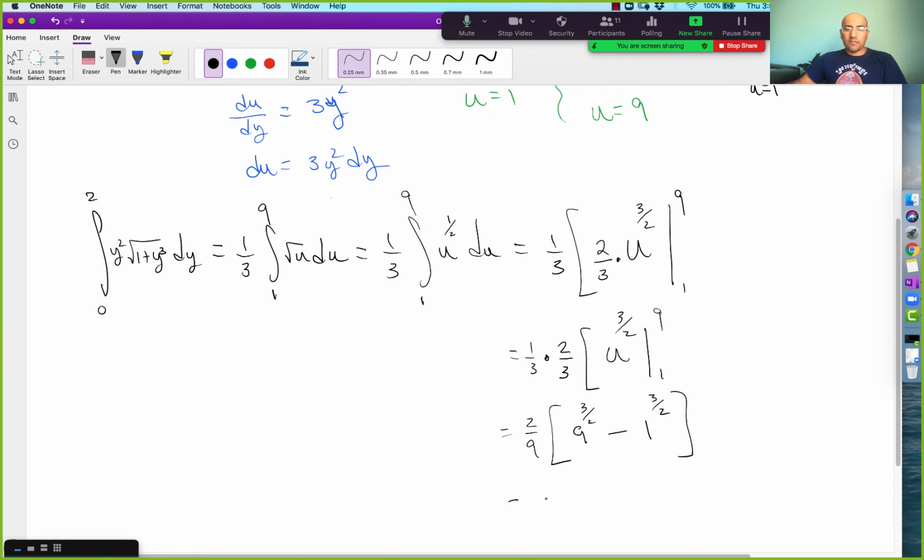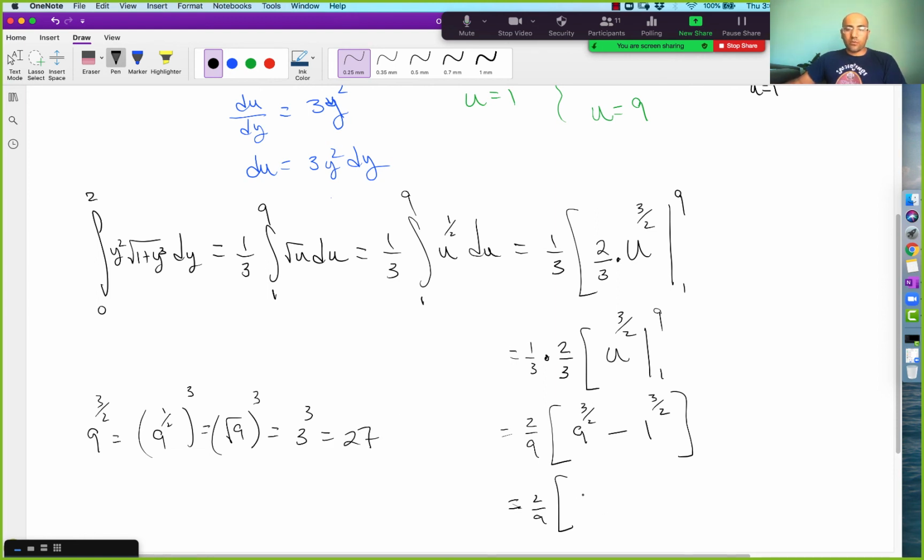Good. This is equal to 2 9s bracket. This is the same thing as the square root of 9 raised to the power of 3. 9 to the 3/2 is the same thing as 9 to the 1/2 power, the whole thing raised to the 3rd power, which is equal to the square root of 9, all of it raised to the 3rd power, which is equal to 3 to the 3rd power, which is equal to 27.